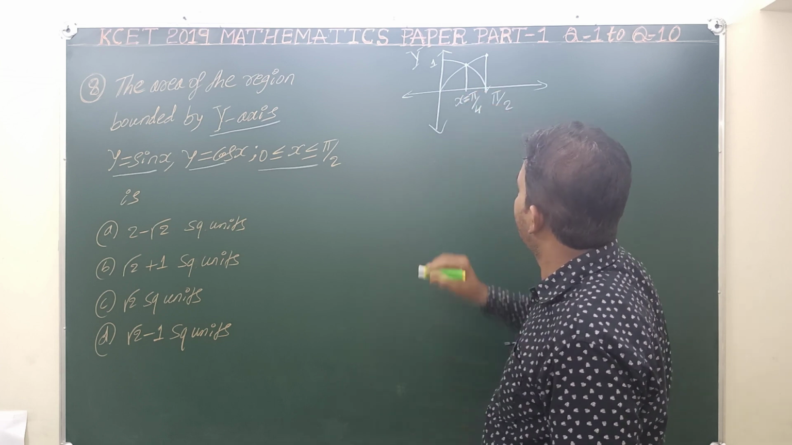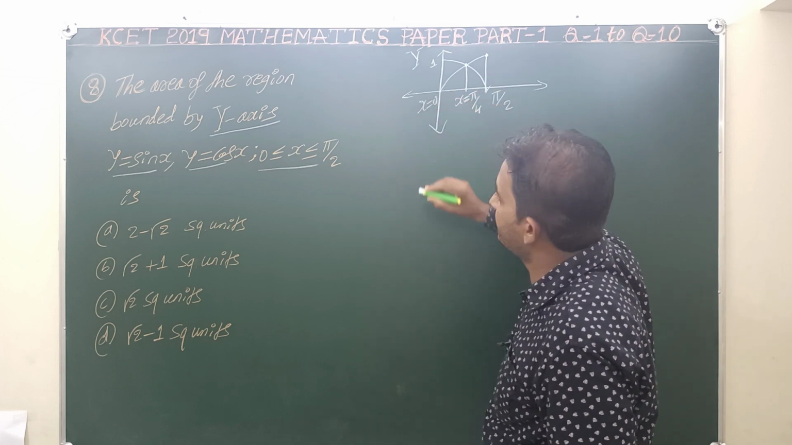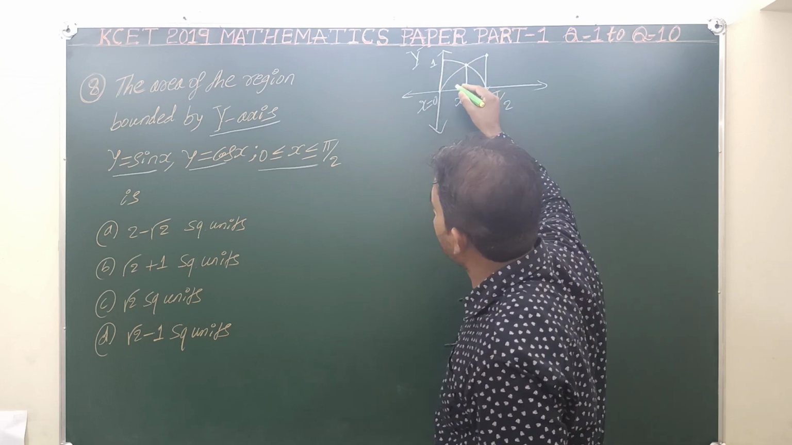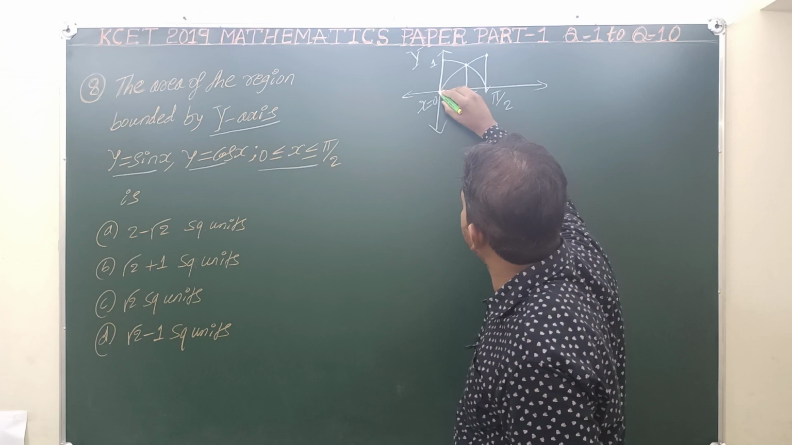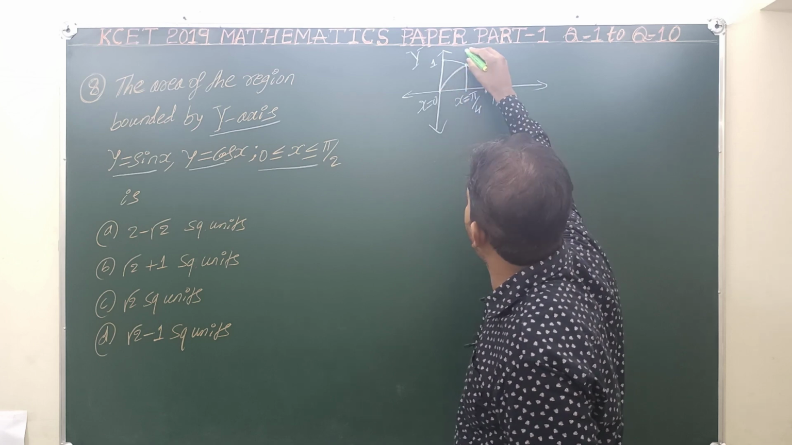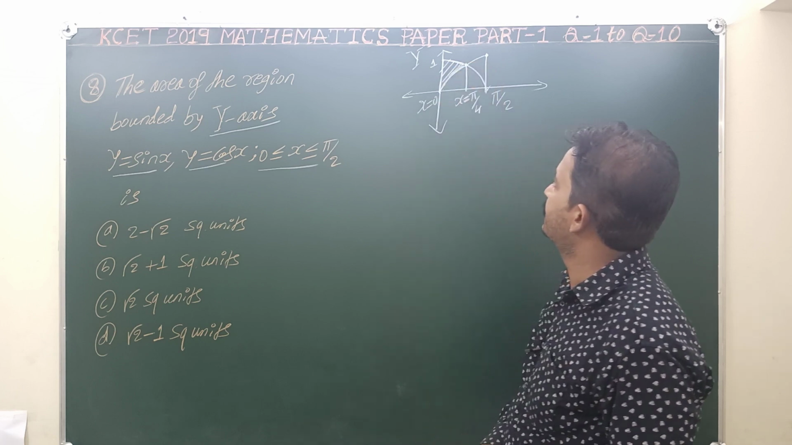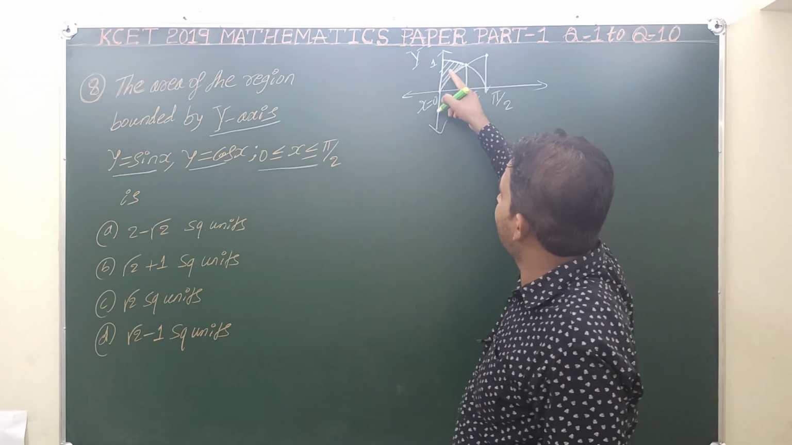So this is x equals 0. We have to find the area bounded by the y-axis, this is the y-axis, and sin x, this is sin x, and cos x, this is cos x. This is the required region. We have to find the area of this region. So this region, area of this region means what?